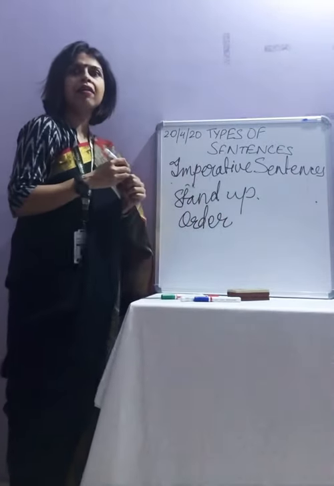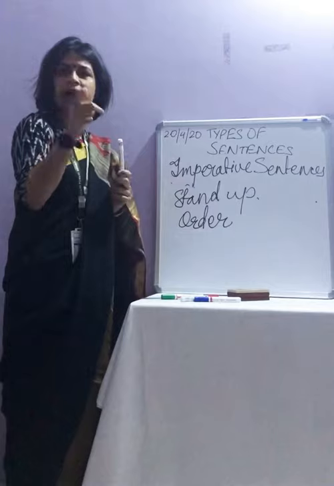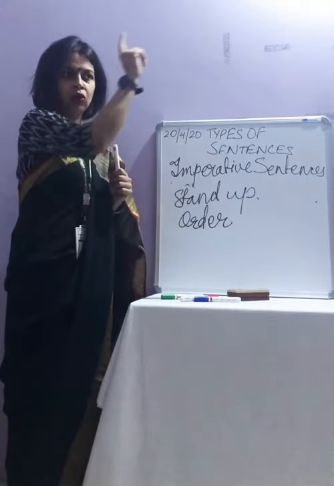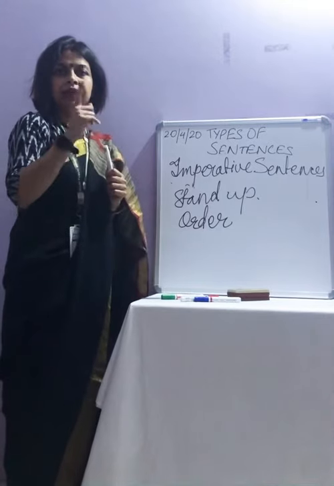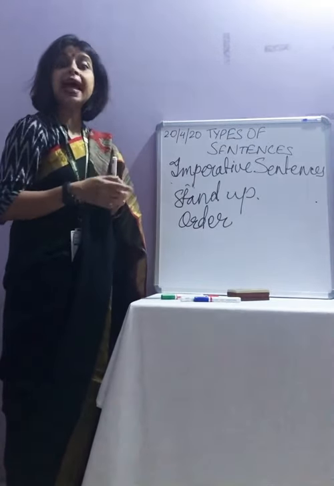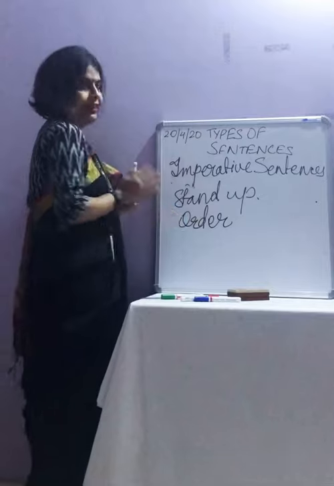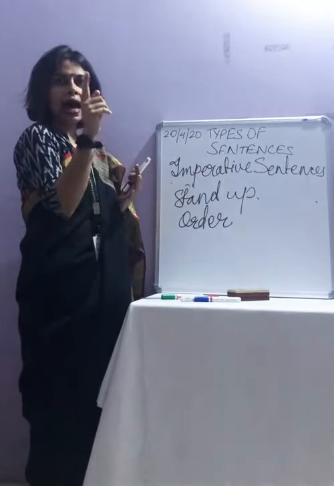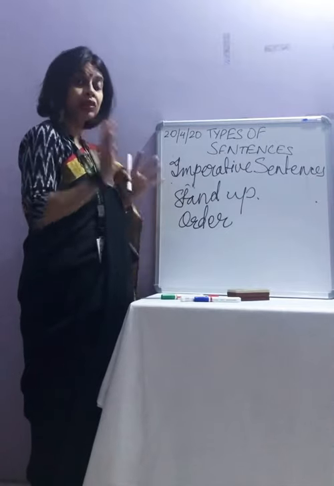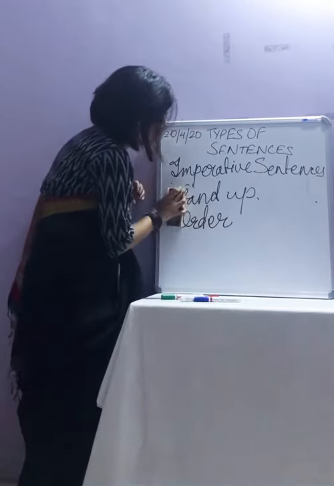Where you are authoritatively asking somebody to do something. Go out, leave the room, leave me alone, get up, leave the room again, stand up. So these are all orders because you are instructing somebody. You are authoritatively asking someone to do something. Alright, this is again the second time.